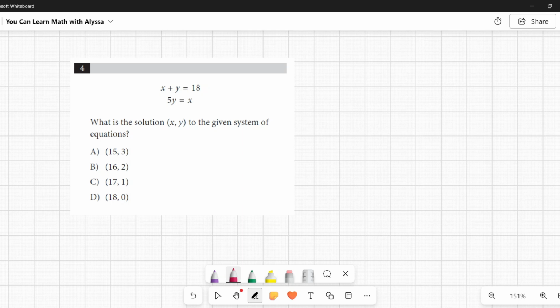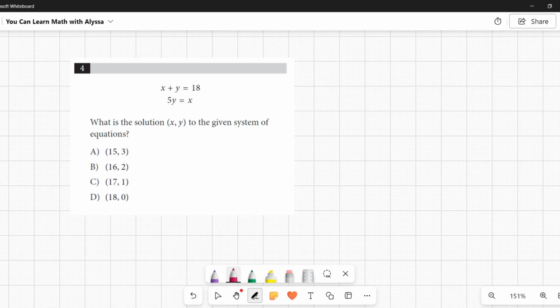Graphing you can always do. It may not always be the fastest solution. Any of these will always get you the right answer. You can always choose any of them. Substitution, elimination, or graphing. But we want what is most accurate, what you're the most comfortable with, and what's fastest.